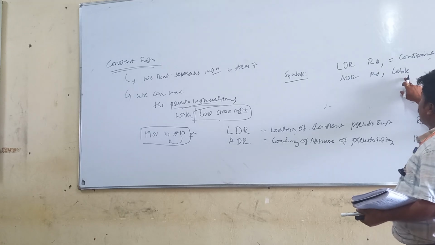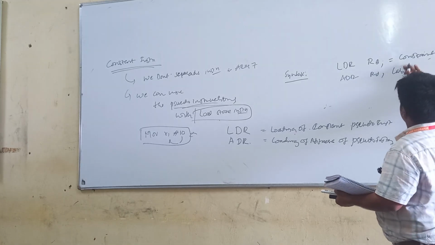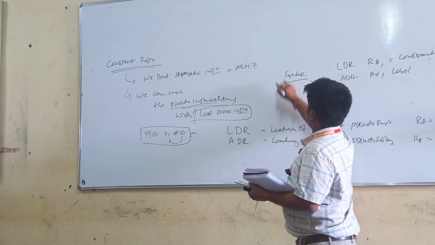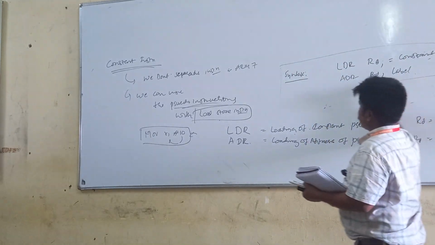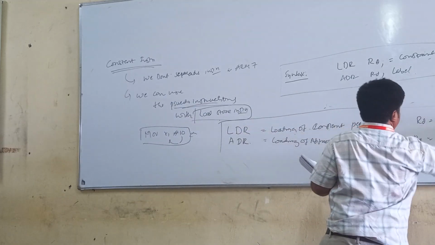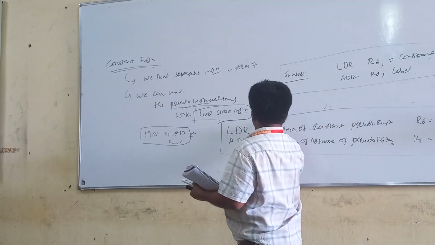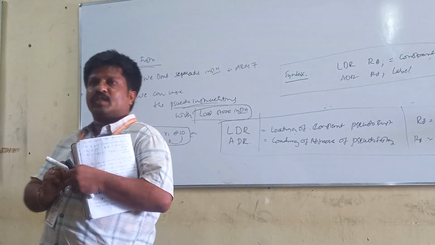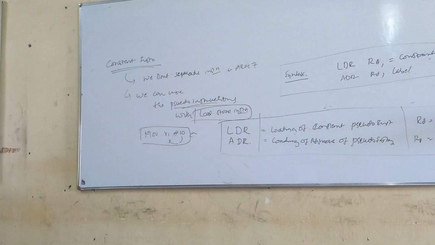Just we are sending the address of that particular constant. Thereafter we will be using the label. Copy the syntax of this one, and also copy these two. This completes loading the constants here.